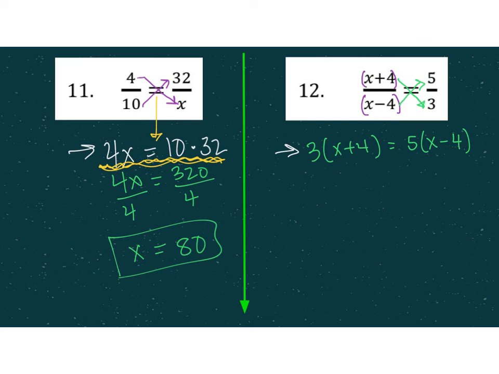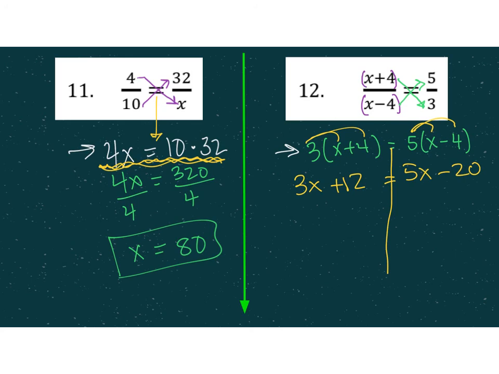So now when we got rid of the fraction bars in number 12, flip back over to 12 here, now I have a problem of the fact that I need to distribute on both sides. Here's my equal sign. This 3 needs to be distributed there on the left. So I end up with 3 times x plus 3 times 4, which is 12. On the right-hand side, I have a 5 that needs to be distributed. So I'm left with 5 times x, and then minus 5 times 4, which is 20. Okay, so 3 times 4 gave me the 12. 5 times negative 4 gave me the negative 20.